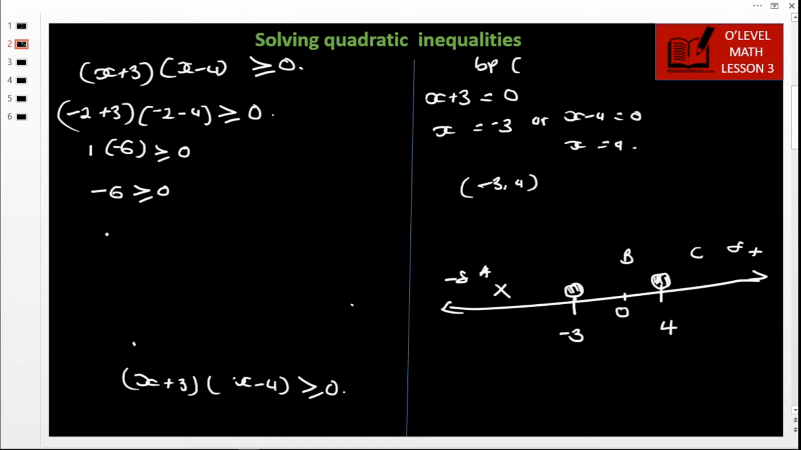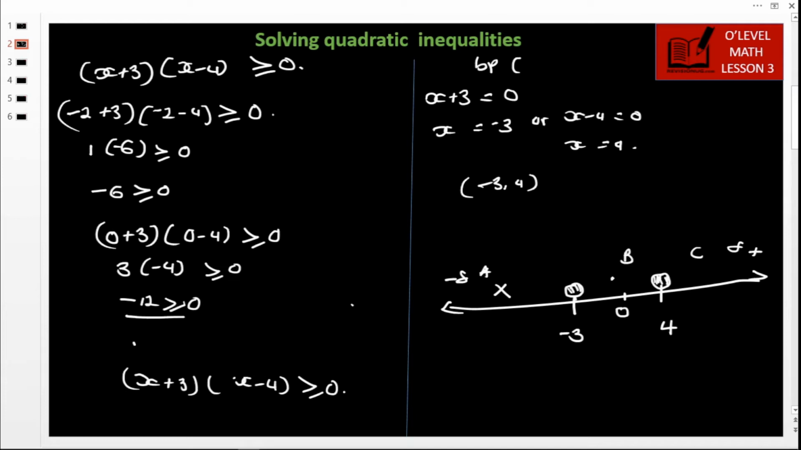If x is 0, then it will be (0 plus 3) into (0 minus 4) is greater or equal to 0. So this is 3 into negative 4, which gives negative 12, greater or equal to 0. Is it greater? No. So even this region is not satisfying our inequality. So let us now get region C, numbers that are beyond 4.